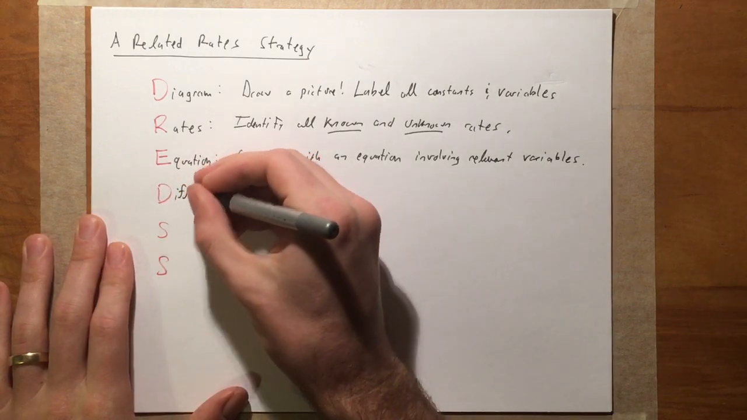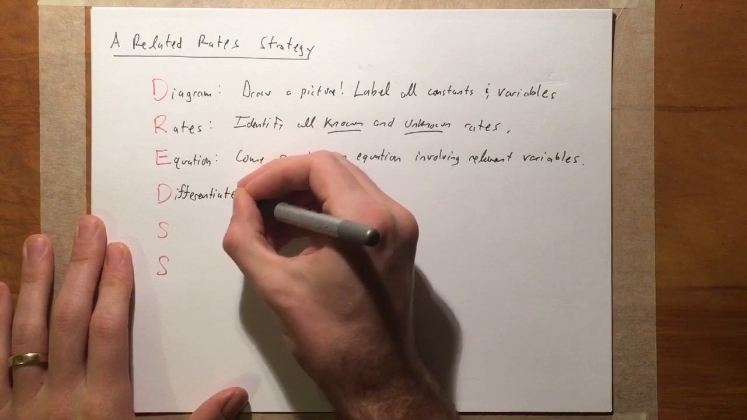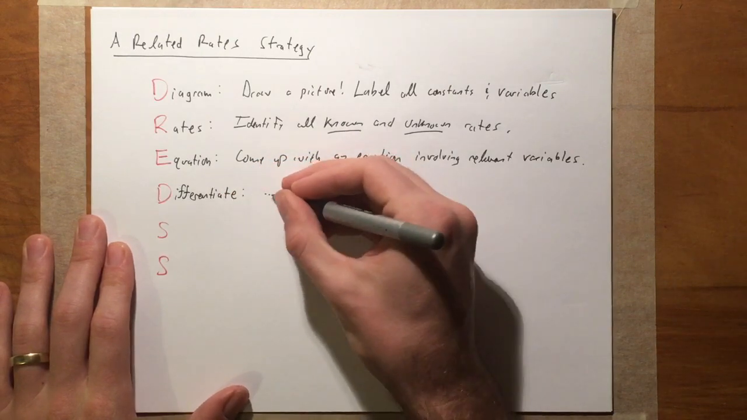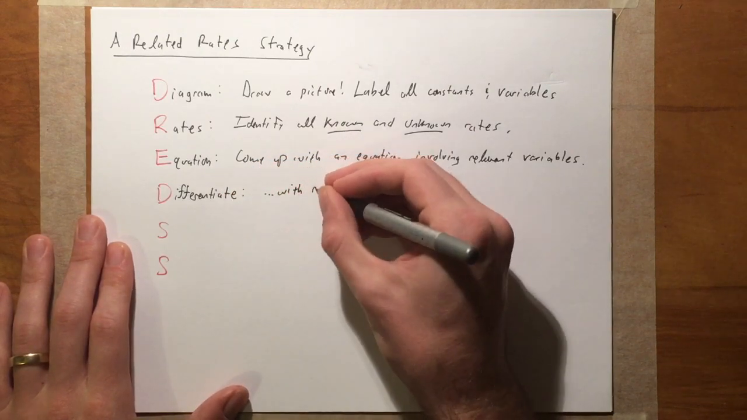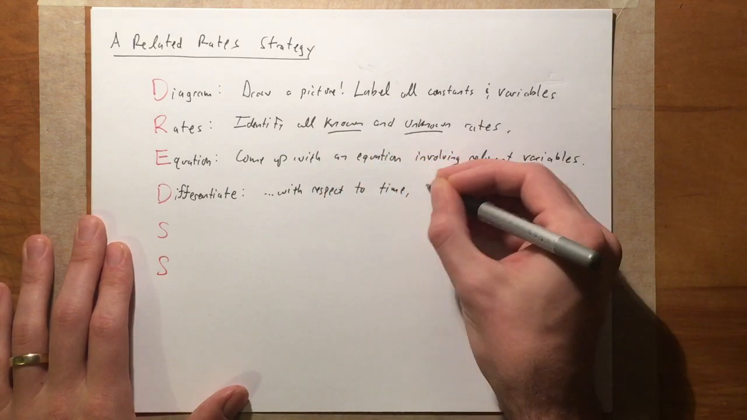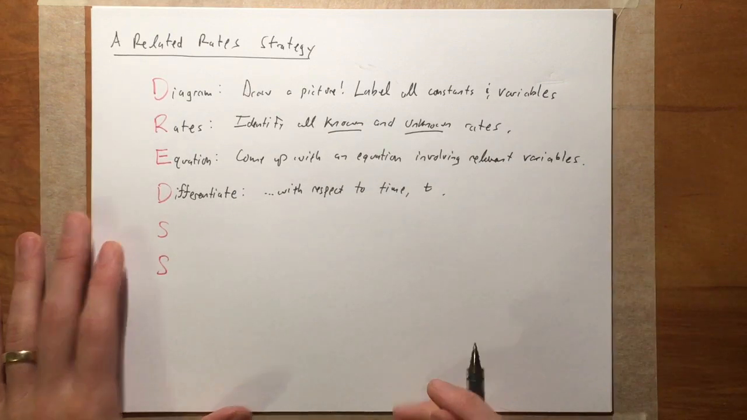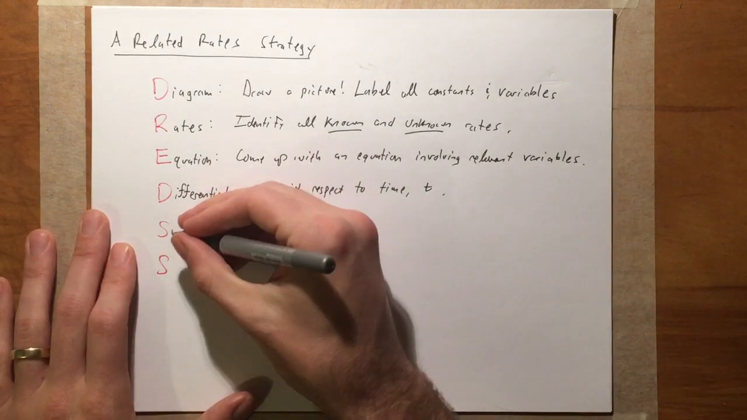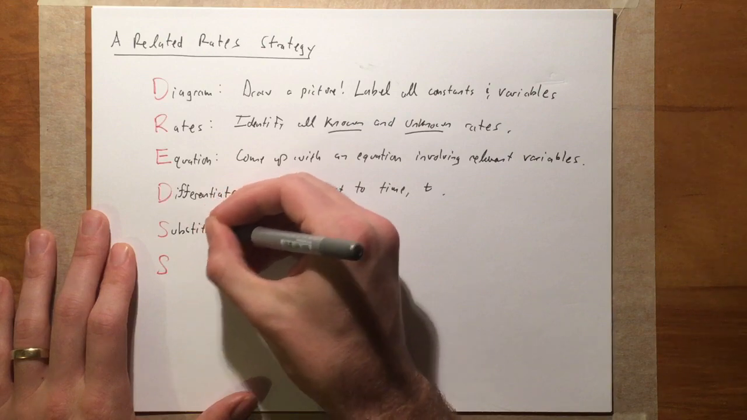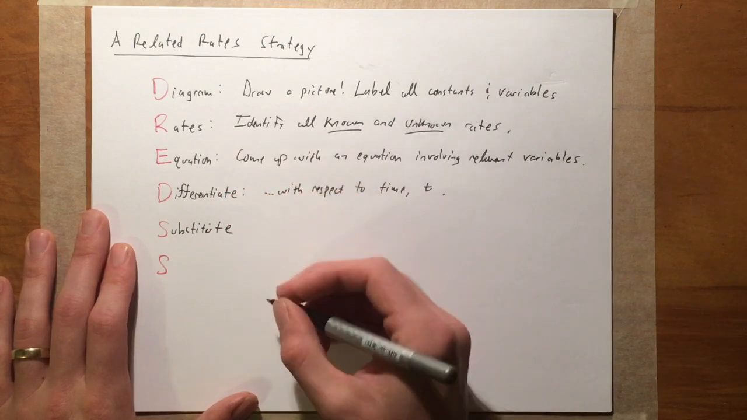So the next step in the process is to differentiate. So that means differentiate with respect to time, the variable t, on both sides of the equation. So everything's differentiated with respect to time, and you want to perform all those derivatives. Then you substitute. There we go, I can't spell.